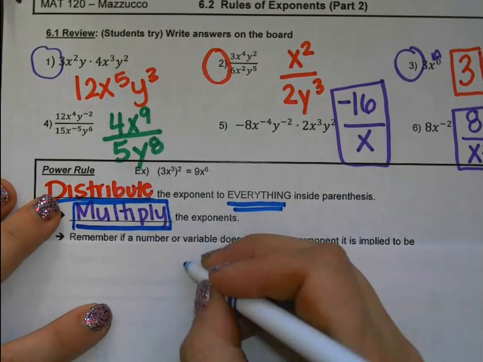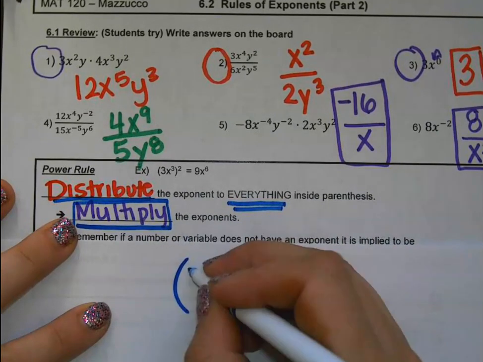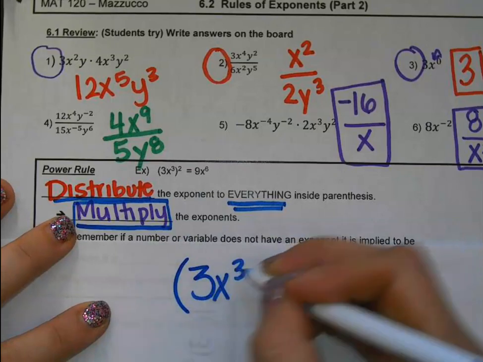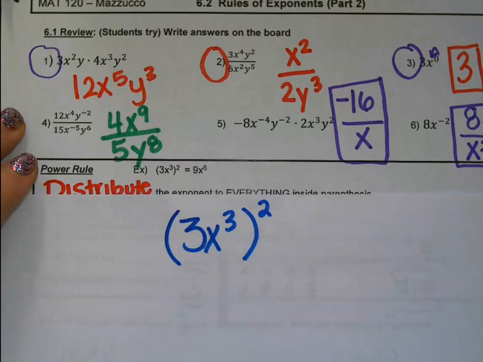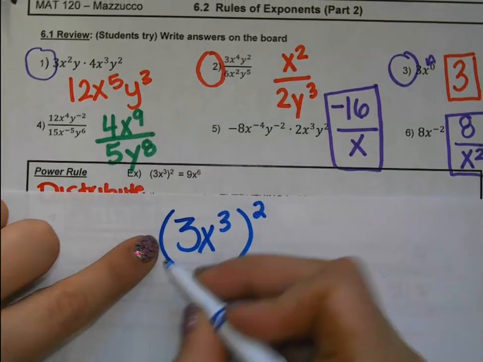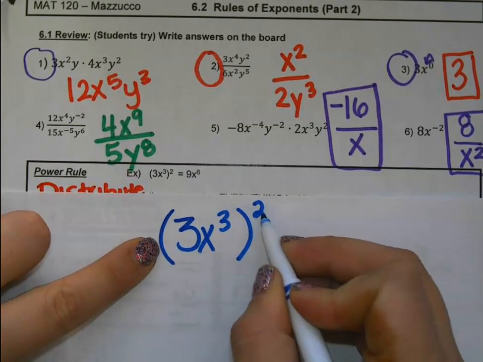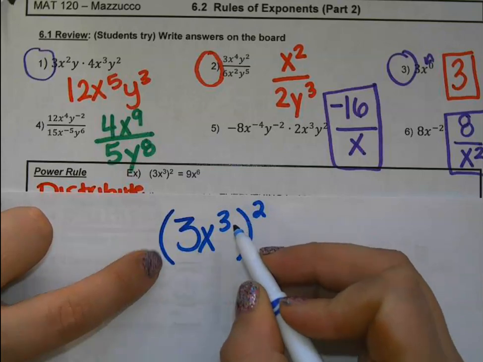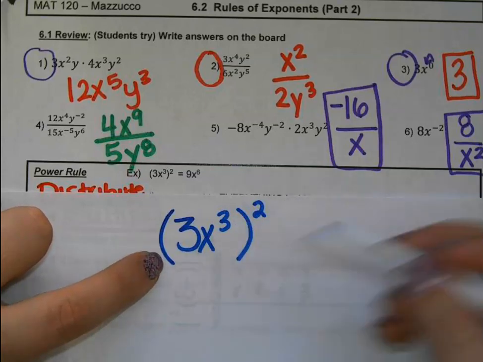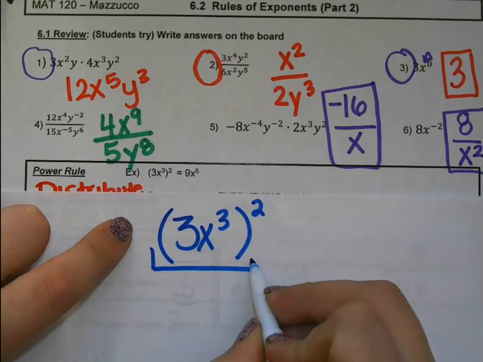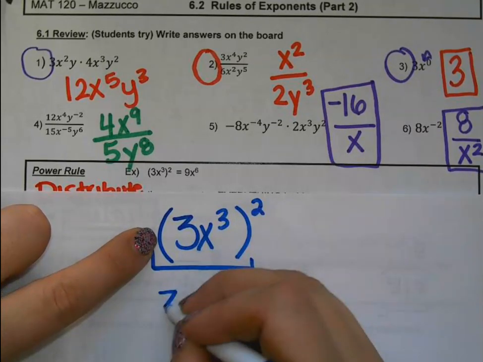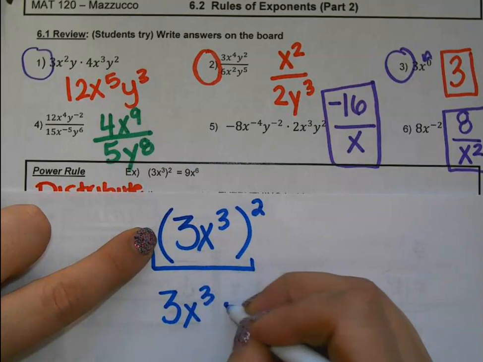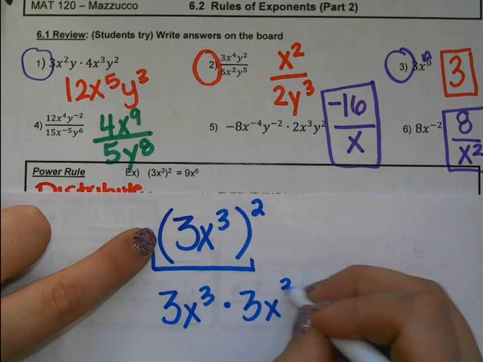If we take a look at our example up here, we have 3x cubed inside the parentheses and then a square on the outside. So let's do this the long way. Let's write it out. An exponent means how many times to multiply the number the exponent is on, the base. So this is saying to multiply all of this twice. So we have 3x cubed times 3x cubed.